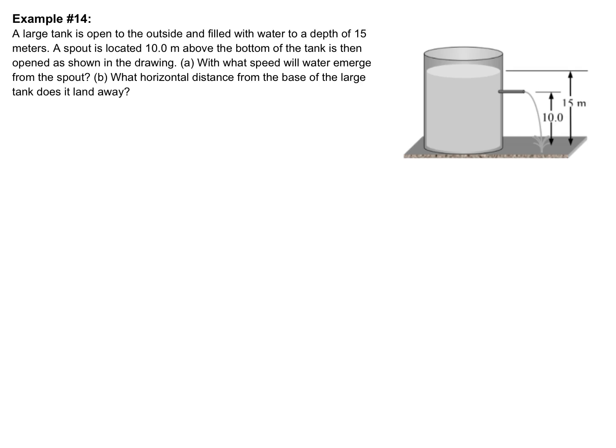All right, so we're going to work through example number 14 here. You can see we have a large tank. It's open to the outside and filled to a depth of 15 meters. We see that over in the picture here. It's got a spout that is 10 meters above the bottom of the tank. And the question is, with what speed will the water emerge from the spout?